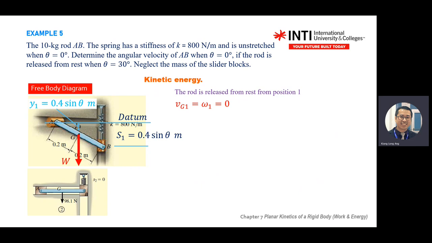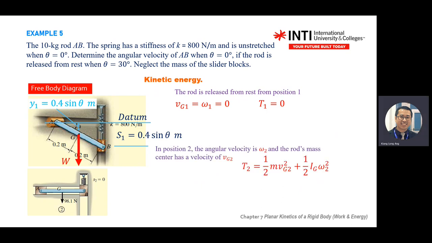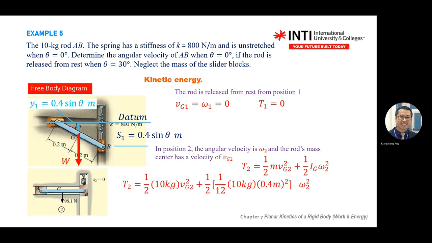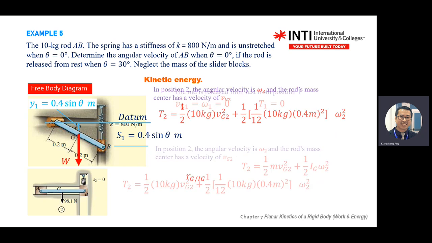Kinetic energy is half m v squared. You need the v, and since this is rotating, you need the angular parameter to find v equals omega r. In this case, you know it starts from rest, so T1 is also zero. At position two, your kinetic energy has two parts: one is half m v squared, one is half I G omega squared. You substitute the values, and you get T2.